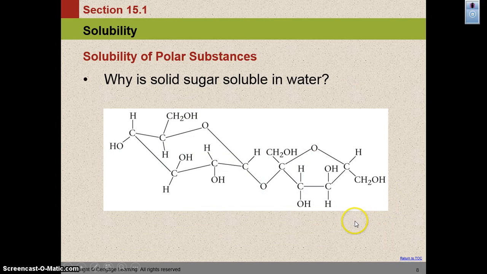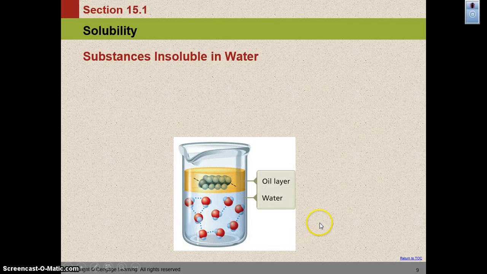So why is solid sugar soluble in water? Well, if you look at what happens out here on the edges of sugar, we see an OH, an OH, an OH, OH. All of these OHs have an unequal sharing of electrons and are going to be attracted to water molecules. The water molecules are going to surround it, and it's going to be soluble in water.